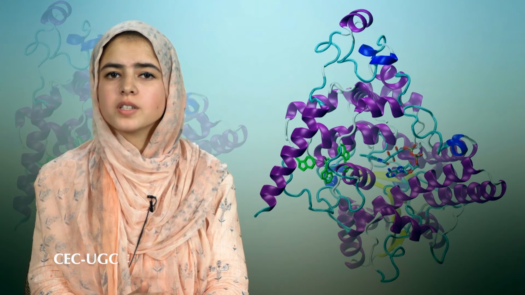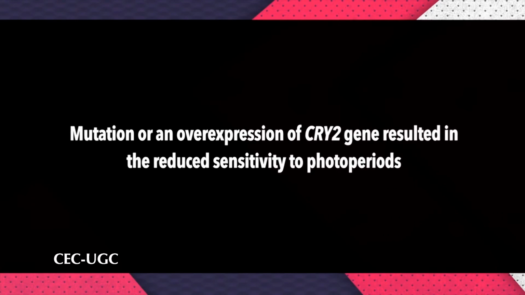The CRY2 mutant flowers later than the wild type in long day but not in short day, whereas transgenic plants overexpressing CRY2 flowered slightly early in short day but not in a long day. Therefore, either a mutation or an overexpression of the CRY2 gene resulted in the reduced sensitivity to photoperiods. Some additional mechanisms or pathways are also employed by cryptochromes to affect the flowering time of plant.